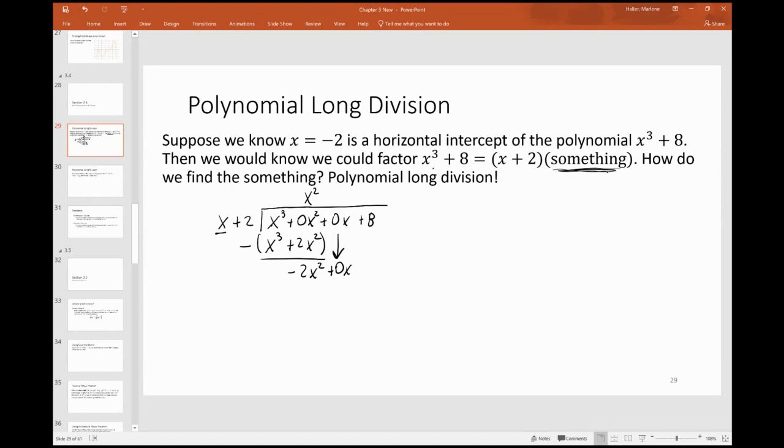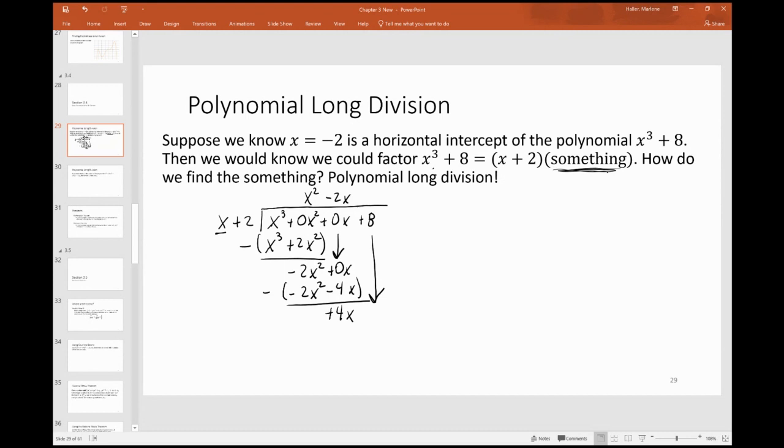Then we're going to divide again. How many times does x go into -2x squared? Well, -2x times. So that'll go up there in the x column. -2x times x is, of course, -2x squared. -2x times 2 is -4x. Then we'll subtract that out. -2x squared minus -2x squared, of course, is 0. 0 minus -4x is positive 4x. Oops, not 4x squared, 4x. There we go. Now bring down this 8.